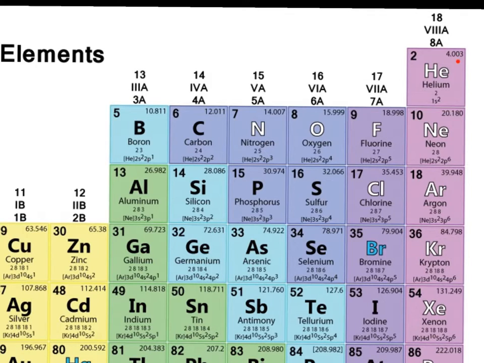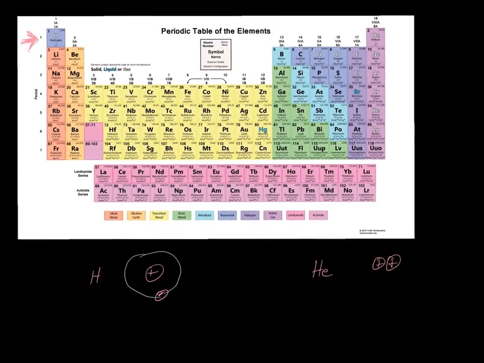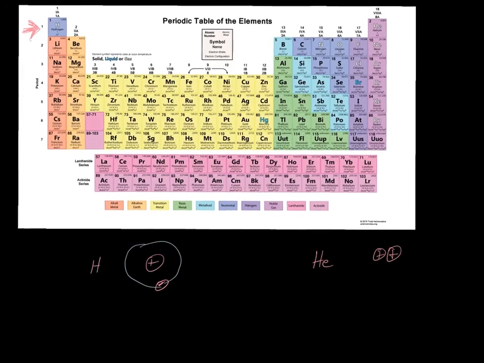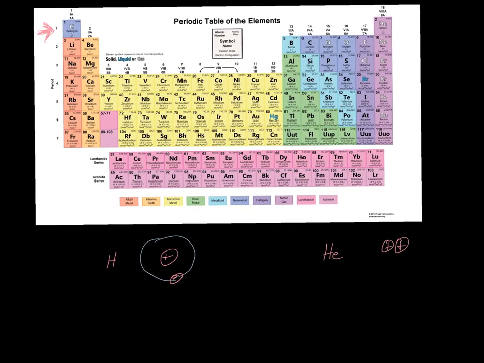And so therefore this number is the protons and the neutrons. This is the number of protons. So how do you find the neutrons? Subtract the atomic number from the mass number. So okay, so helium has a proton number of 2.